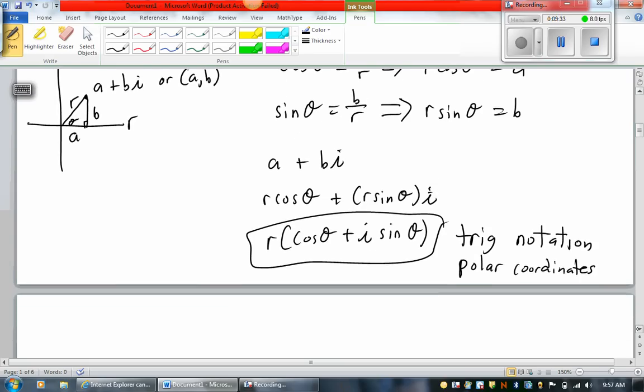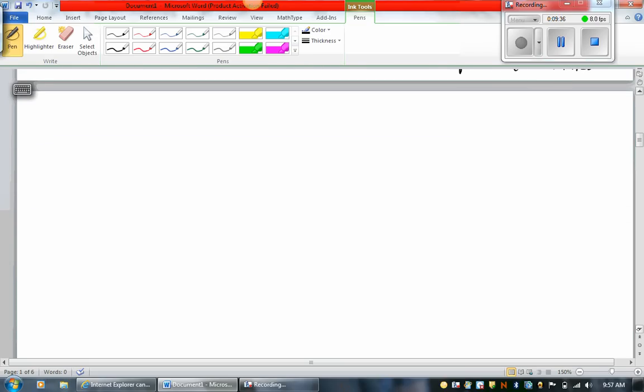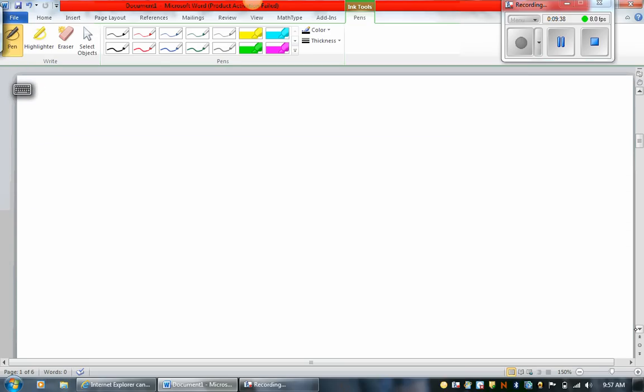So let's take a look at some examples. Now that we know that formula, let's say they give us 1 plus i. This is standard notation, they call it. A plus bi is standard notation. And they want us to write it in terms of trigonometric notation. So the first thing we see is that a equals 1 and b also equals 1. Remember, it's b times i, so our b is 1.